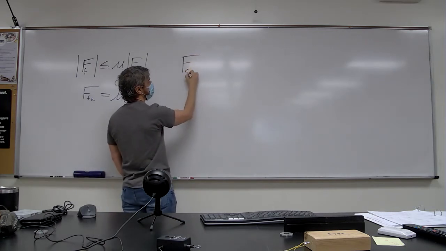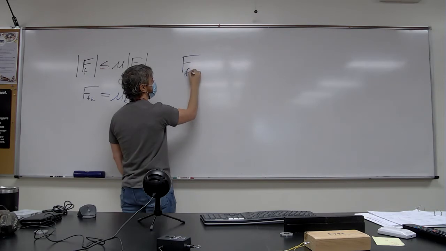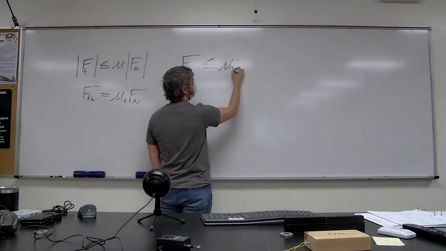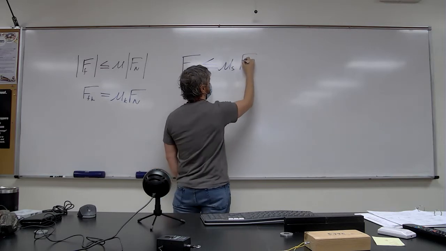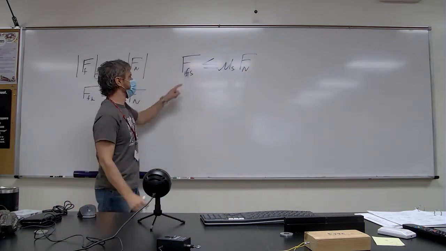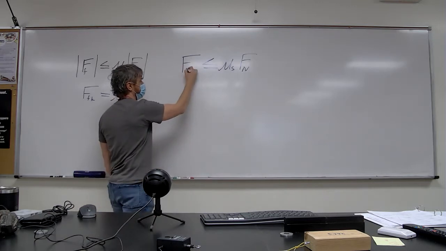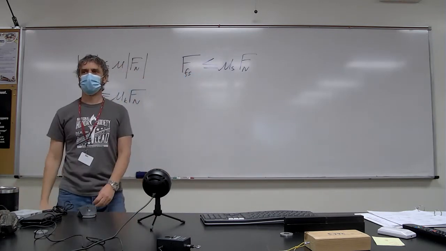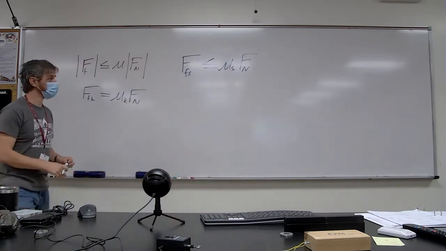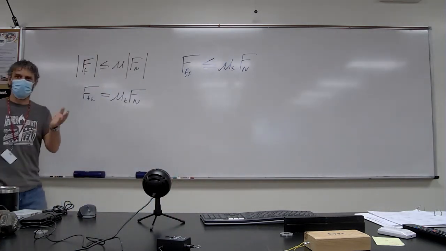The static friction force is a little more complicated, and that's where the inequality symbol comes in. So the static friction force technically is less than or equal to the static coefficient of friction times the normal force. And remember that the static coefficient of friction is always larger than the kinetic coefficient of friction, which is why it's harder to get something moving than it is to keep it moving once it is moving. And that has to do with all the peaks and valleys of everything.